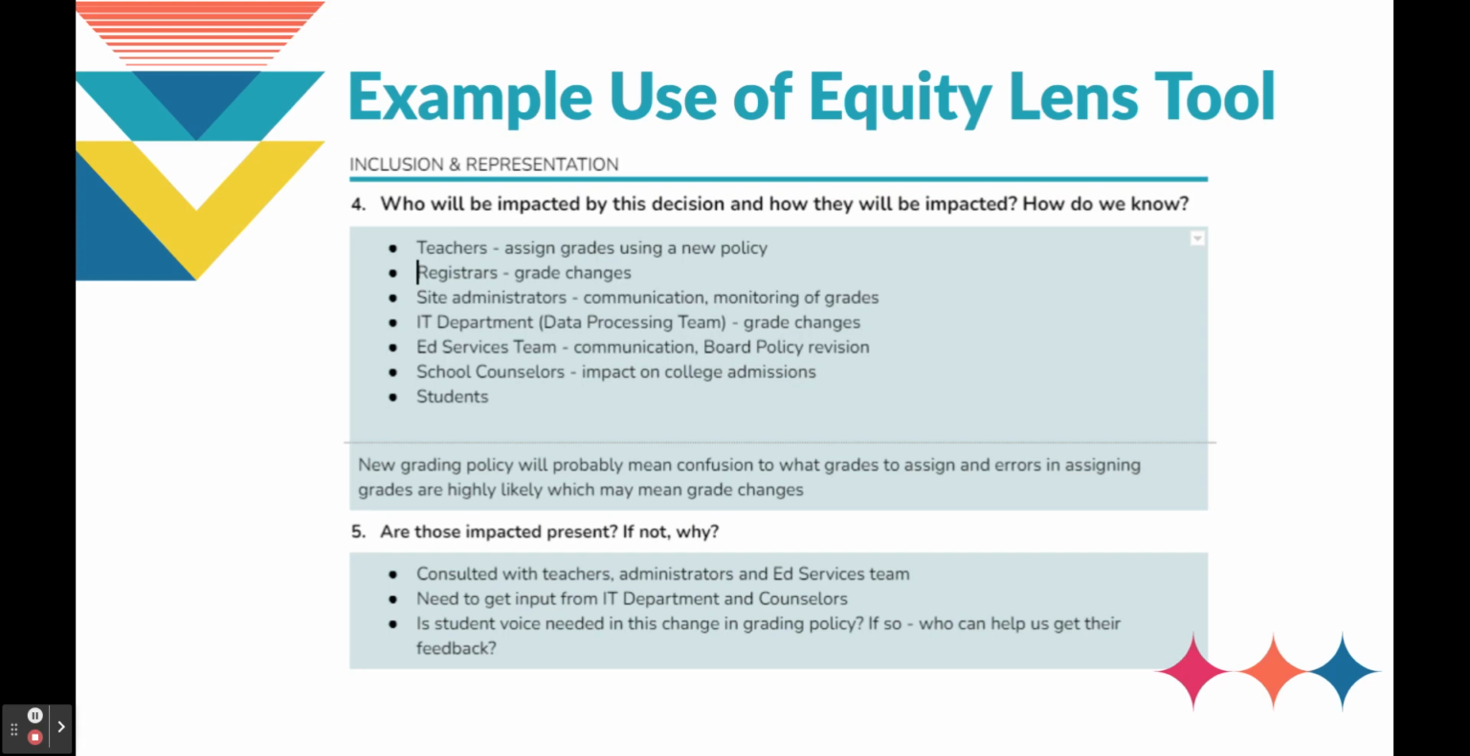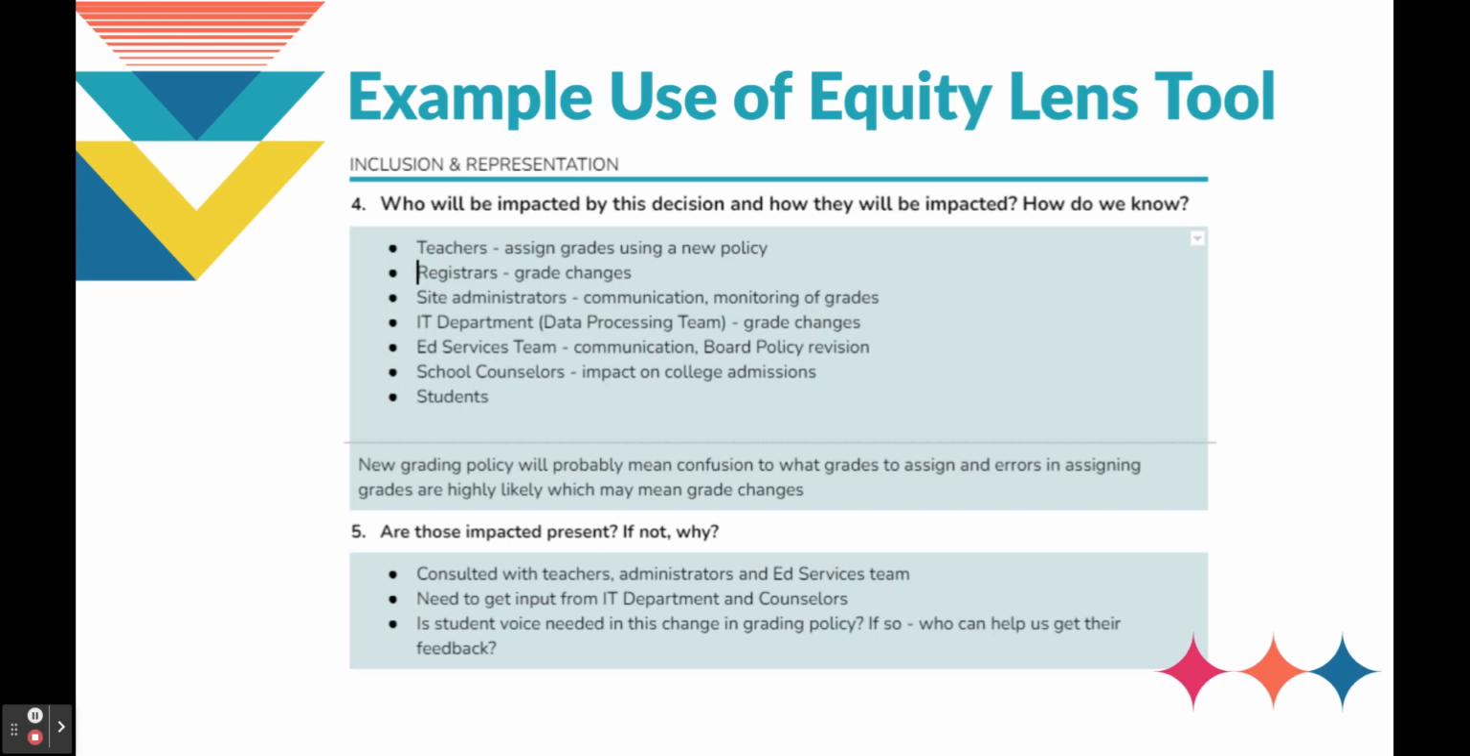The second set of questions considers inclusion and representation. We continue to ask the series of questions about who is included in this conversation, and we listed the groups of people who might be affected and how. We wanted to be sure that we heard from those who were most impacted, so we asked question number 5. Are the people impacted by this decision present?